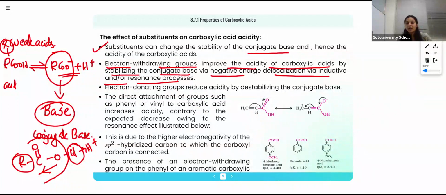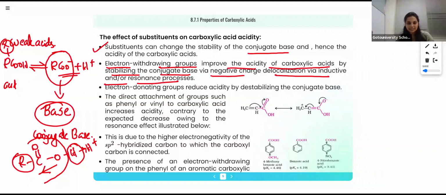What is H plus ion? Hydrogen is not taking the electron. Hydrogen is leaving the electron there, and hydrogen is leaving as H plus ion. H plus means they are not taking the electron. All the electrons are moving to this side, meaning it is easy to remove the hydrogen as H plus ion. So if an electron withdrawing group is there, it will increase the acidic strength of carboxylic acid. Means when an electron withdrawing group is there, it becomes easy to remove the H plus ion. Okay, by stabilizing the conjugate base via negative charge delocalization via inductive or resonance process.